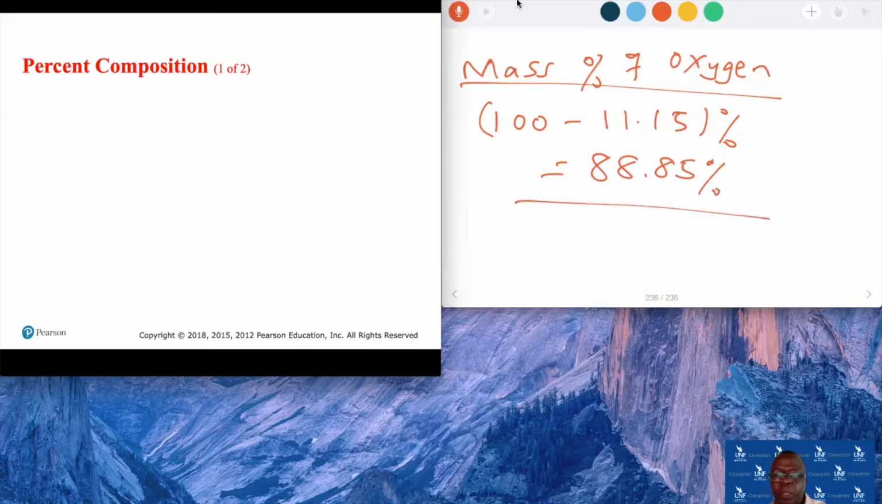Sometimes the mass percents, because of the decimal places of atomic masses, might add up to 99.99% or 100.09%, because the atomic masses always have decimal places. So you may be given the molar mass of a compound, or you may be required to use the periodic table and calculate.